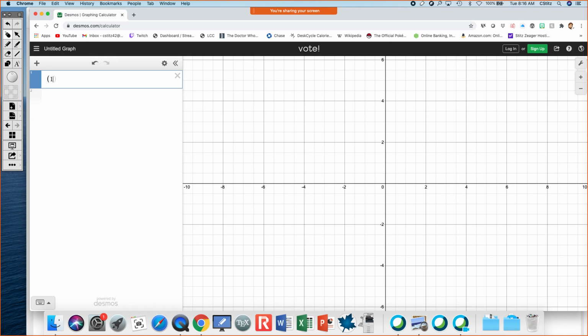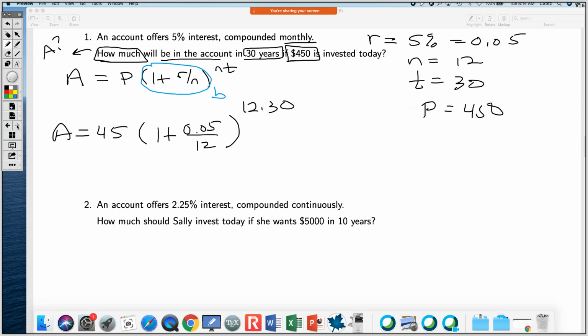And we'll type in 450 times (1 plus 0.05 over 12) to the 12 times 30. Now, in order to make sure Desmos understands what's all in the exponent, go ahead and use those parentheses there. So we're getting $2,010 and probably 48 cents. Okay, so $2,010.48.